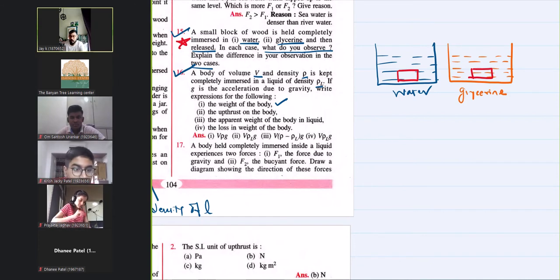Now see, the body's volume and the body's density are given. They are asking the weight of the body. Now just see over here, I am giving you the derivation, so you might want to note it down also. This is very important as far as the numericals are concerned.